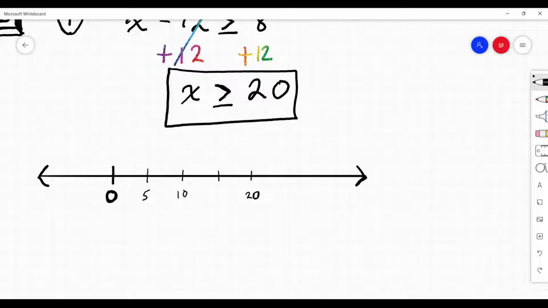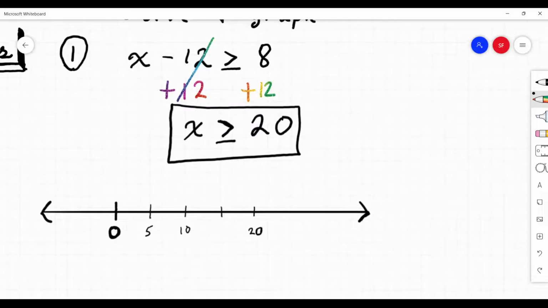Okay. The next thing we need to do is decide whether we're going to do a filled in circle or an open circle. And what we do to figure that out is we look right here. If it's or equal to, then at where our number is, you're going to put a filled in circle. Why? Because it's including 20. Because it can be equal to. Now, it says x is greater than 20. So are we going to shade to the right or to the left? To the right. To the right.